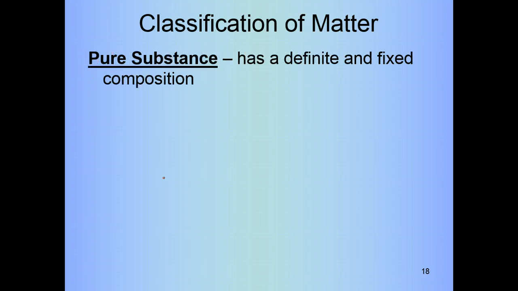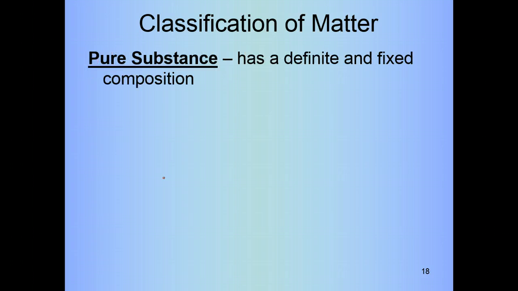So far we have talked about how to describe or define matter. We've talked about the states of matter, changing between the states of matter, and now we're going to take a look at classification of matter. And to start off with, we are going to look at the pure substance.